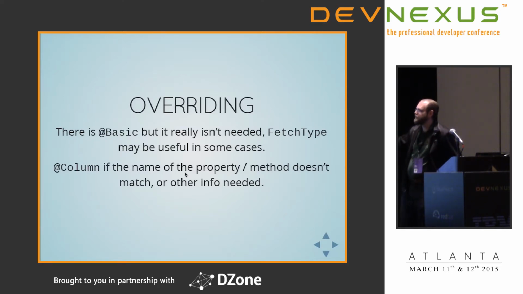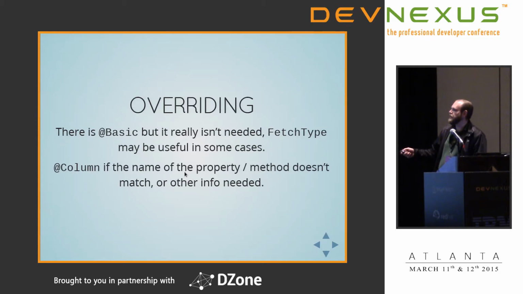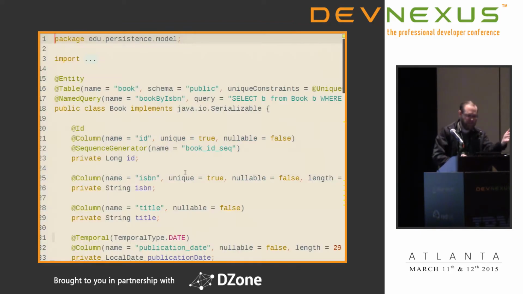Now, before I get too much into annotations, if you're one of those people that likes doing everything in XML, or for whatever reason you have to do it in XML, everything that I talk about here can also be done in XML, but I'm using annotations so that you can do the XML stuff. So Basic is there, really all it gives you is this fetch type and then column as well, which we'll dive in and take a look.